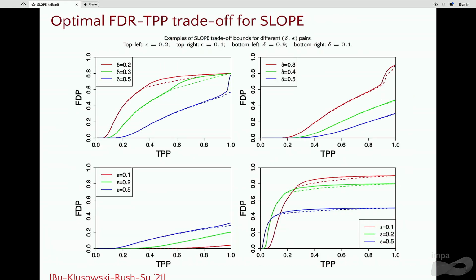These are plots for different delta epsilon pairs to try to convince you that even though we don't know the curve for SLOPE exactly, we have a pretty good understanding of where it is. The upper bounds and lower bounds are fairly tight. In these plots, we fix epsilon, the sparsity level, and change the undersampling ratio of the problem. In the bottom curves, we fix the undersampling ratio and change the sparsity. In all of the cases, the lower bound and the upper bound are pretty close together.